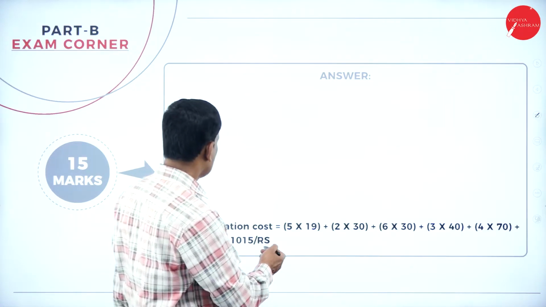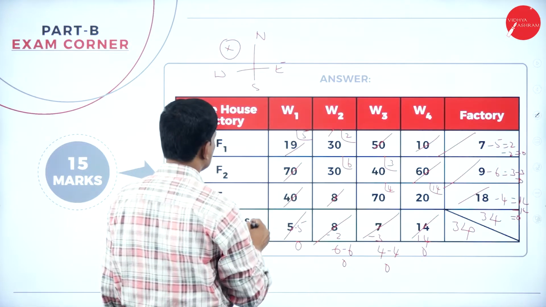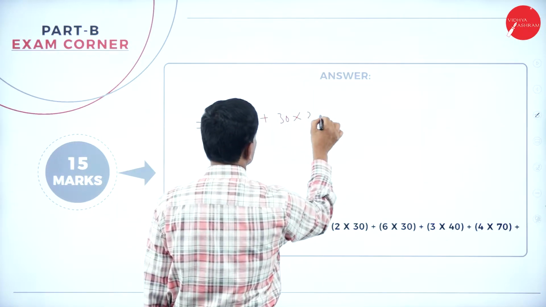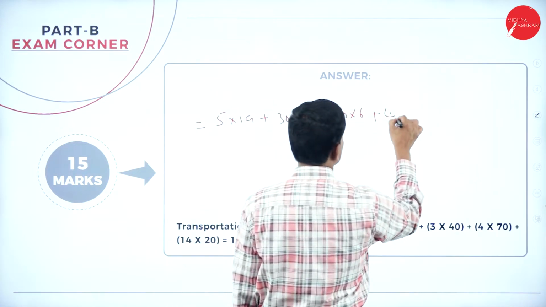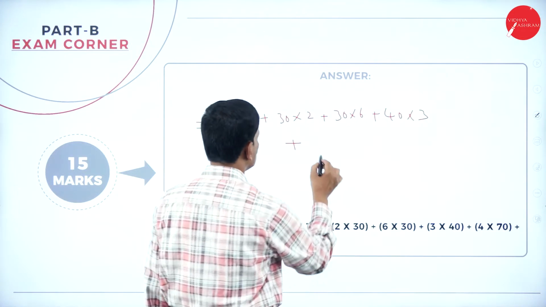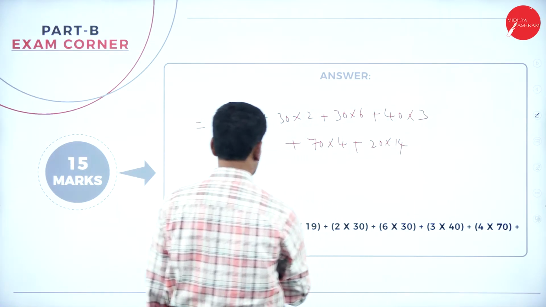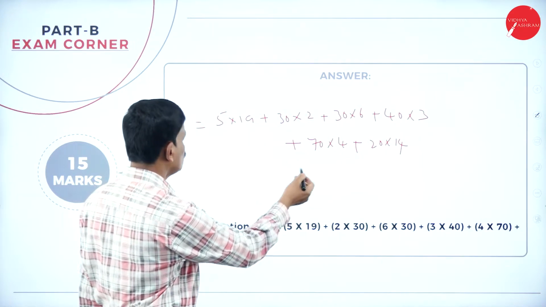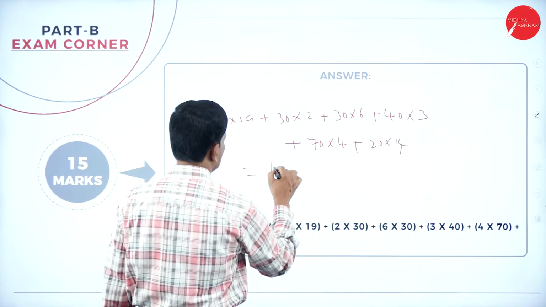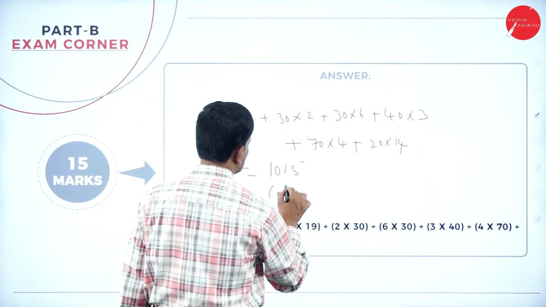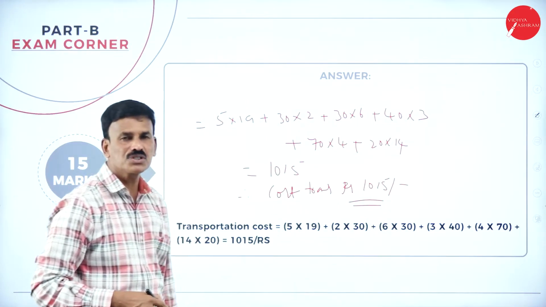So the answer is 5 into 19 plus 30 into 2 plus 30 into 6 plus 40 into 3 plus 70 into 4 plus 20 into 14. This is the simplified answer. If you simplify this, 5 into 19, 30 into 2, 6 into 30, 40 into 3, 70 into 4, 20 into 14, this will give rise to 1015. So therefore, the cost of transportation is rupees 1015. That's it. This is how we are going to solve the problem.